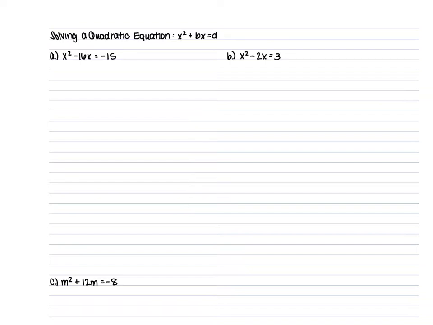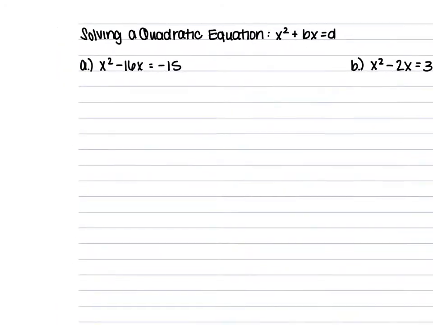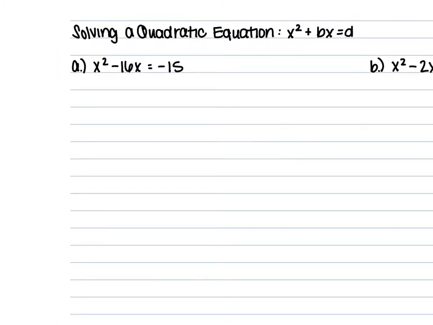From there, we are going to complete the square on the left side of our equal sign. Whatever we get for our c term, that's our new c term, we're going to add to both sides of the equation. From there, we're going to factor the left side, add the right side, and solve for our variable. If we look at example A, we're given x squared minus 16x is equal to negative 15.